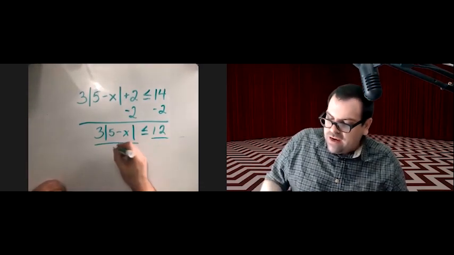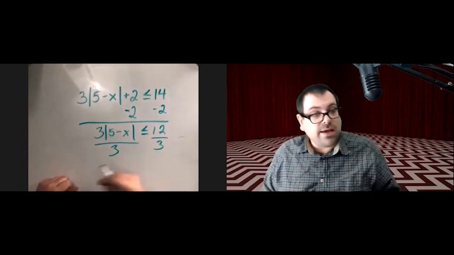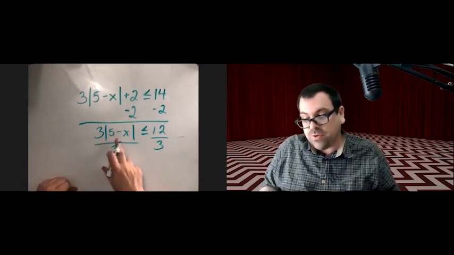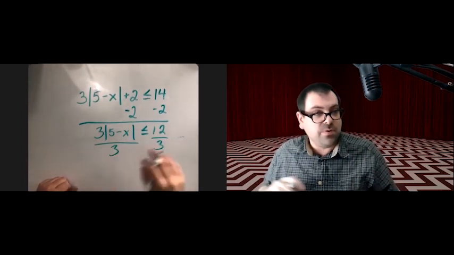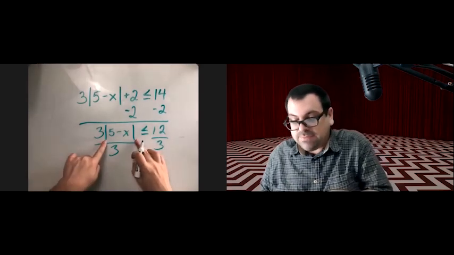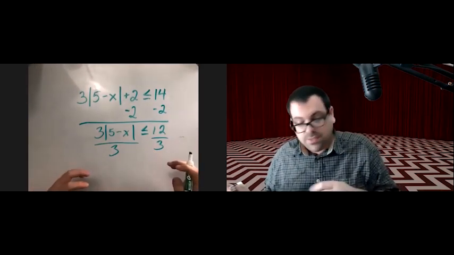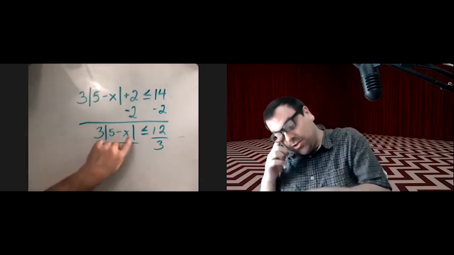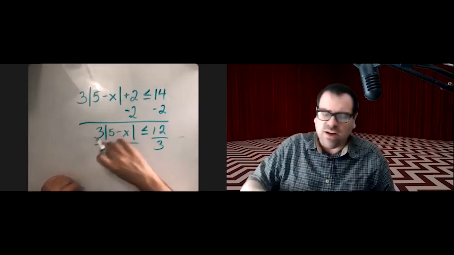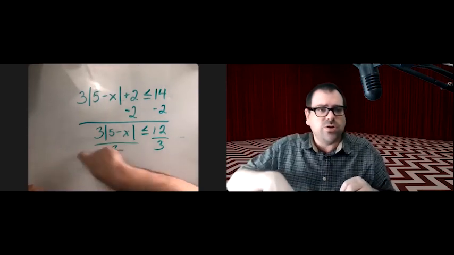And then divide both sides by 3. Do not distribute the 3. Divide both sides by 3. You want to get this by itself by making it simpler. It doesn't actually change anything if you try to distribute. It's not even real distribution. It's that weird dome stuff.